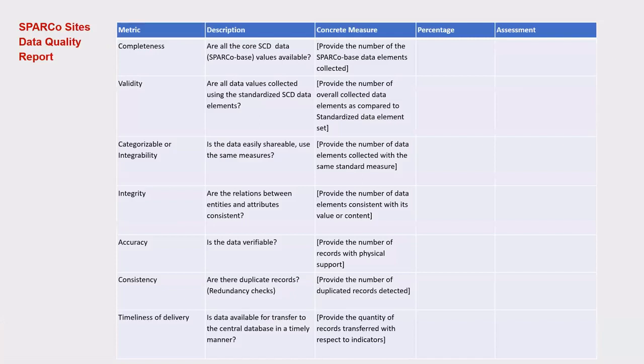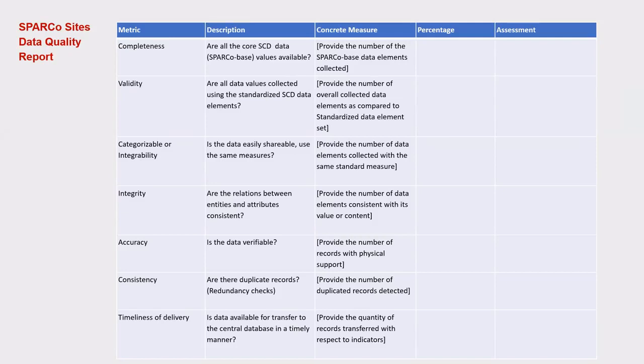So the site's data quality report has the following metrics. And these metric measures can be used as follows. When we look at completeness, here we provide the number of SPARKLE-based data elements that have been collected, and we check whether all the SCD data values are available. And for validity, all data values collected using the standardized SCD data elements. Here you provide the number of overall collected data elements as compared to the standardized data element set.